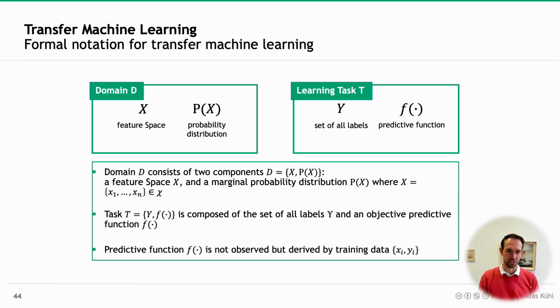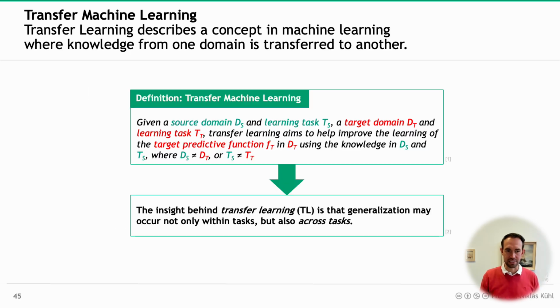We deal with machine learning over here. So with that said, what is now the definition of transfer learning? If we have a given source domain, DS, S stands for source here, and a learning task, TS, a target domain, that's the one where we want to transfer into, DT, and a learning task, TT, transfer learning helps us to improve the learning of the target predictive function FT in DT, so our target, using the knowledge in our source domain DS and TS.